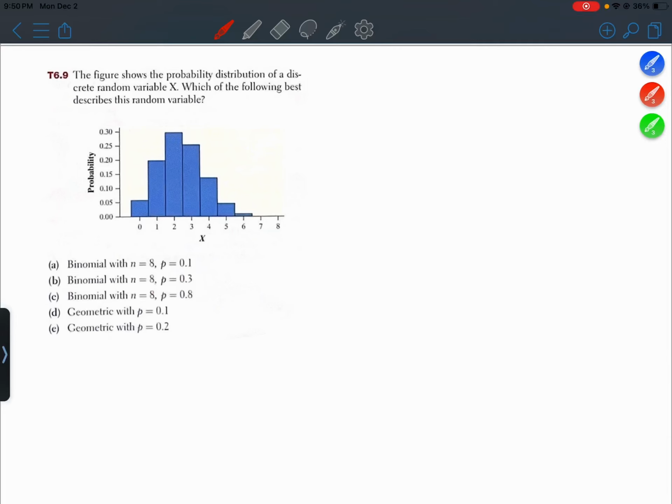6.9. The figure shows the probability distribution of a discrete random variable x. Which of the following best describes this random variable?